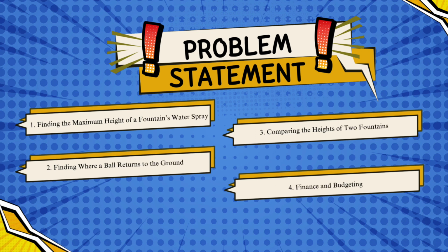These are the problem statements. The first one, finding the maximum height of a fountain's water spray. The second one, finding where a ball returns to the ground. The third one, comparing the heights of two fountains. The fourth one, finance and budgeting.